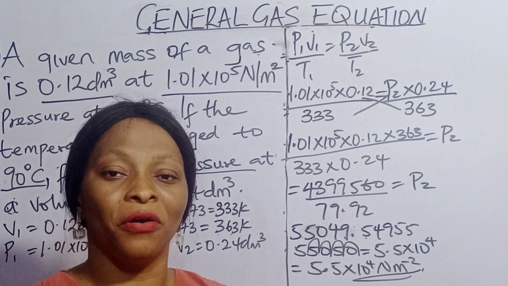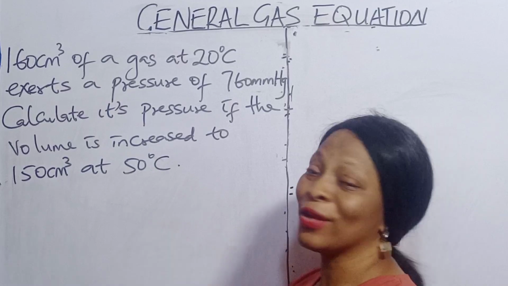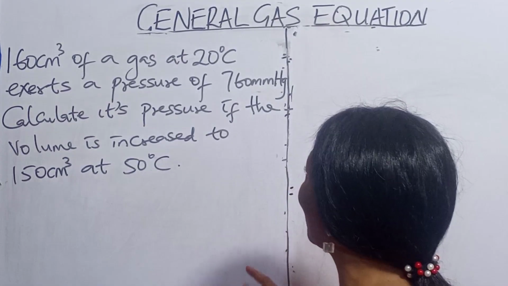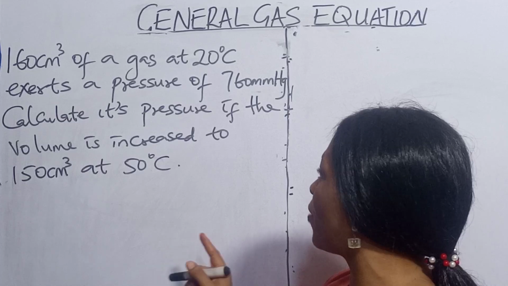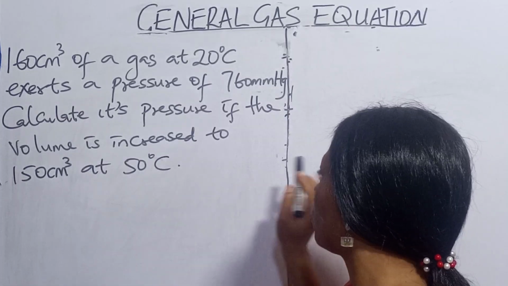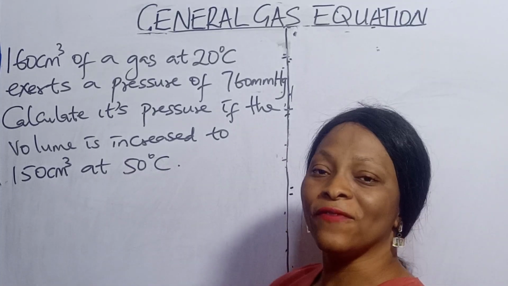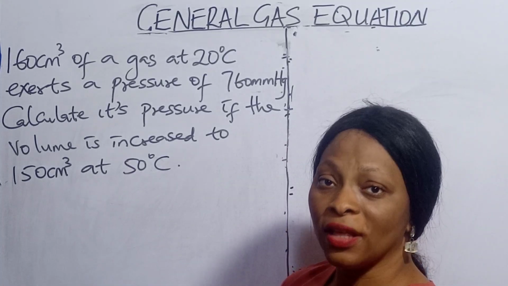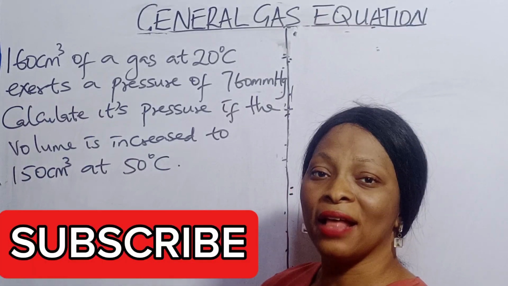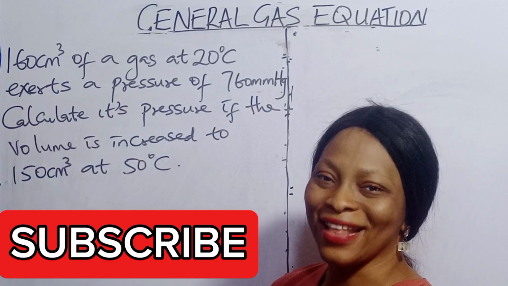Okay, I'm going to give you a question to solve. Please kindly put down your answers in the comment section. The question says 160 cm cube of a gas at 20 degrees Celsius exerts a pressure of 760 millimeter mercury. Calculate its pressure if the volume is increased to 150 cm cube at 50 degrees Celsius. Now write down your parameters, solve the question, and drop your answer in the comment section.